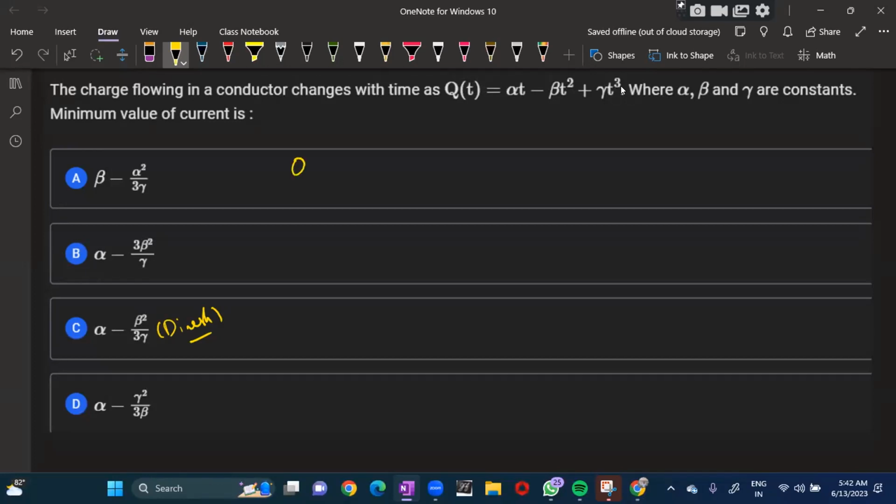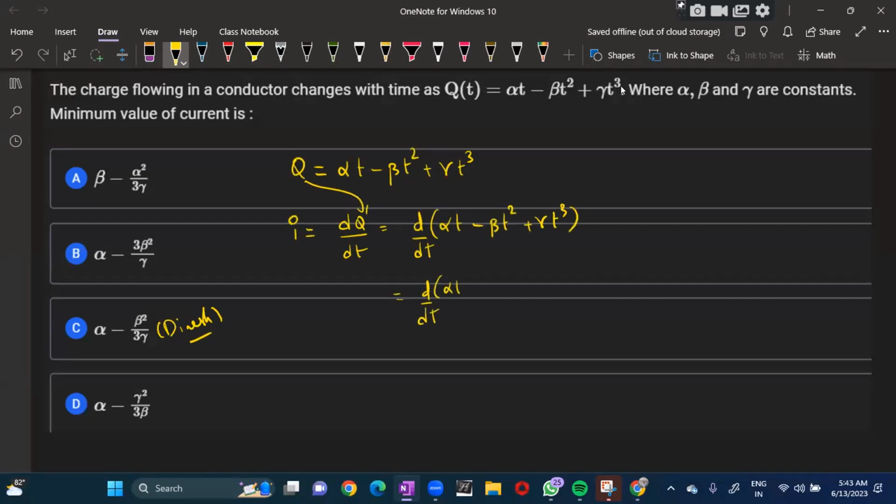They are given Q is equal to alpha into T minus beta into T square plus gamma into T cube, where alpha, beta, gamma are constants. Find the minimum value of current. What is the current formula? Change in charge by change in time taken. Put the Q value here. d by dt of the Q value, how much? Alpha t minus beta t square plus gamma into t cube.